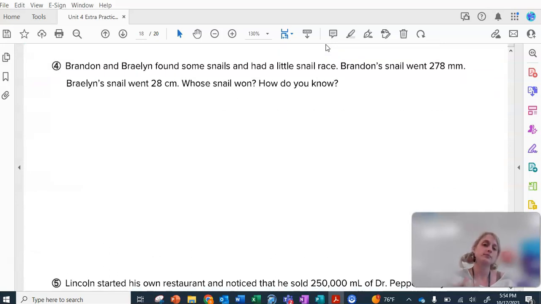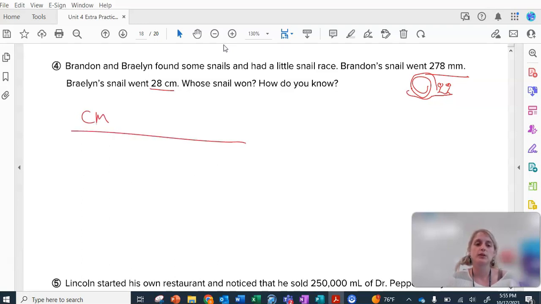On the back, Brandon and Braylon found some snails and had a little snail race. Brandon's snail went 278 millimeters. There's my little Gary-like snail. There he is. Ta-da! Braylon's snail went 28 centimeters. Okay, I think you know what we're doing. We're comparing centimeters to millimeters.